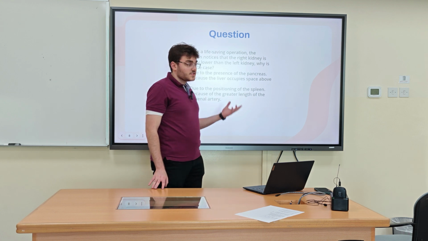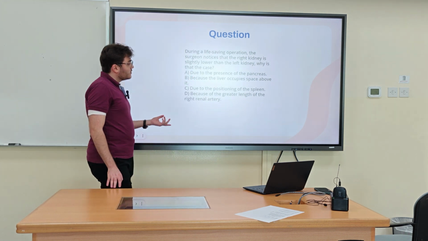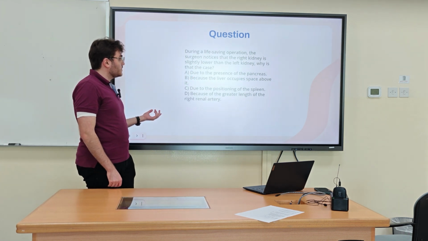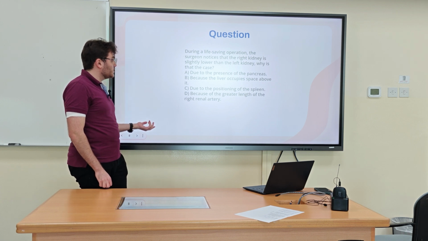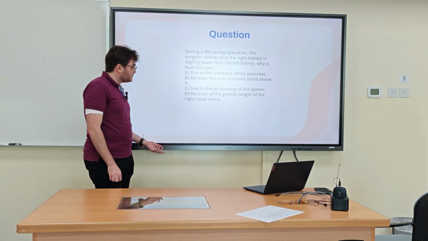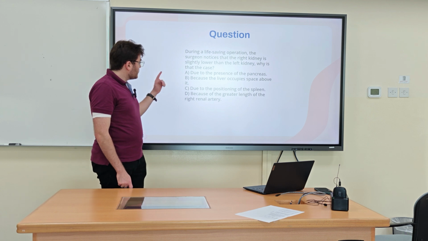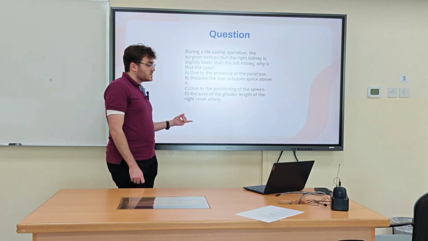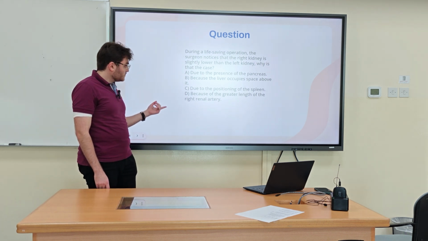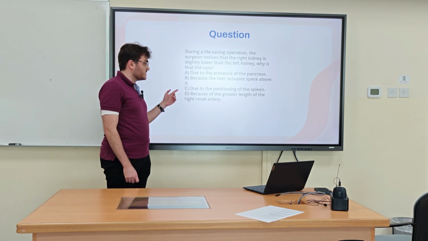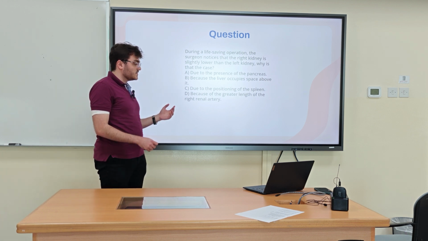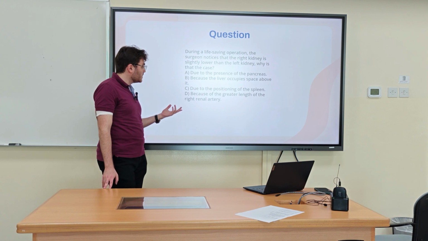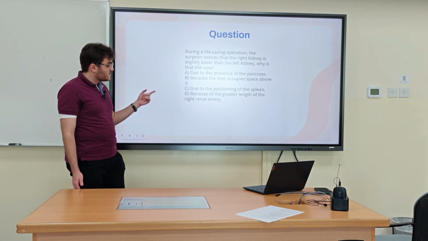Okay, so here is a question. During a life-saving operation, the surgeon notices that the right kidney is slightly lower than the left kidney. Why is that the case? The first option, due to the presence of the pancreas, is false. This is because the pancreas is very far away from the kidneys. B, because the liver occupies the space above it.